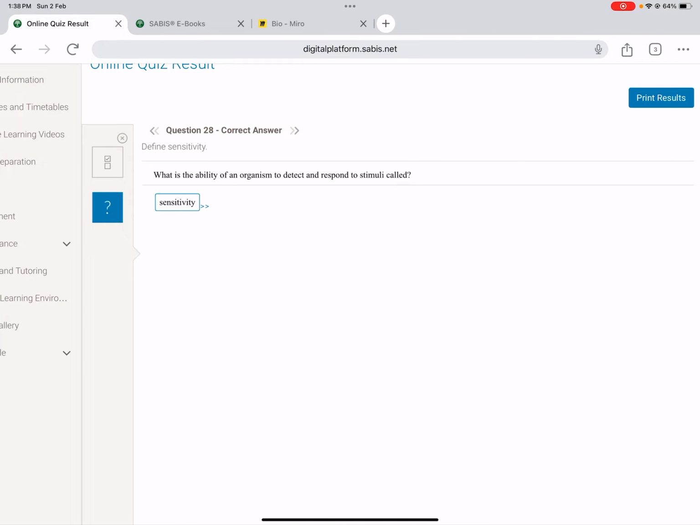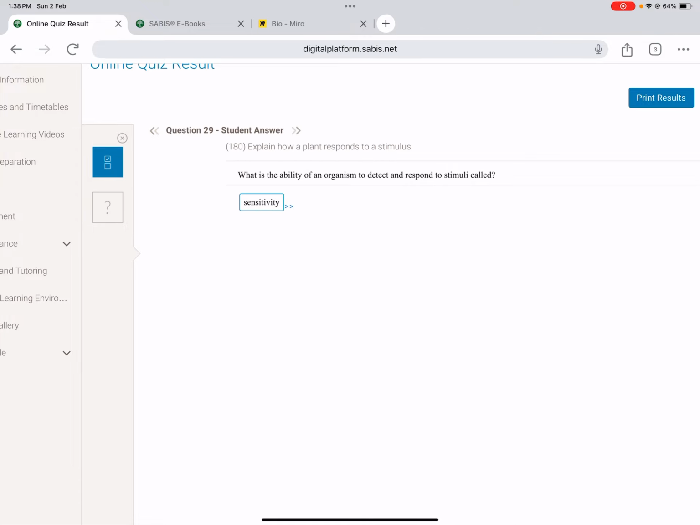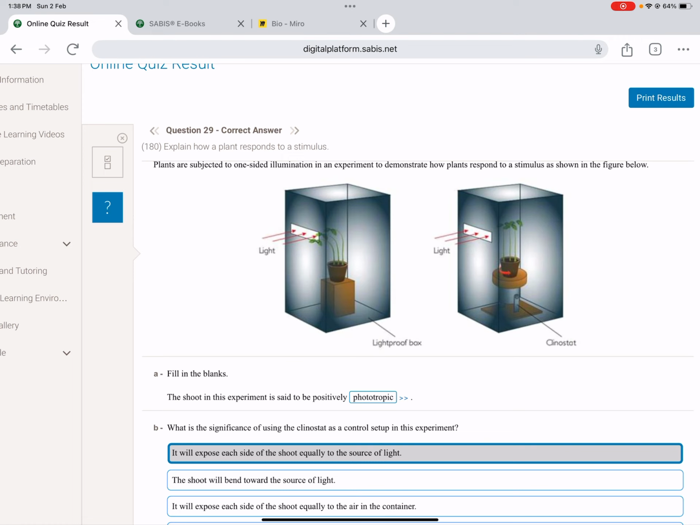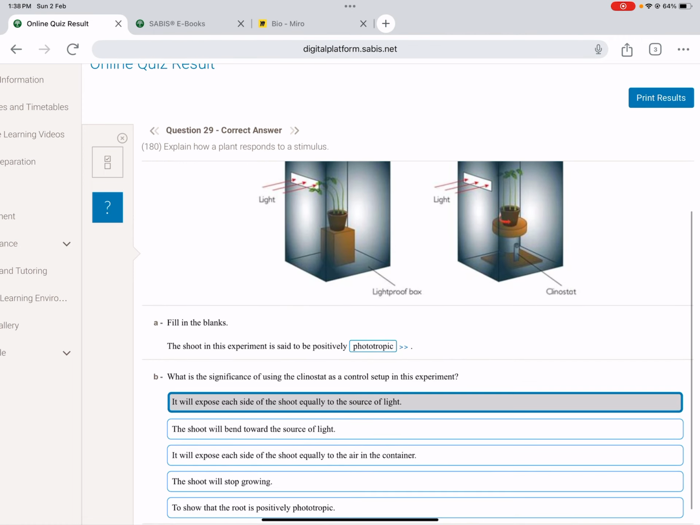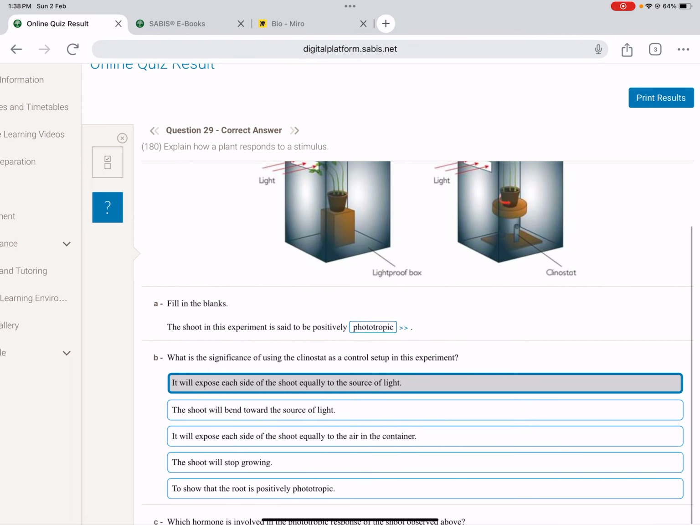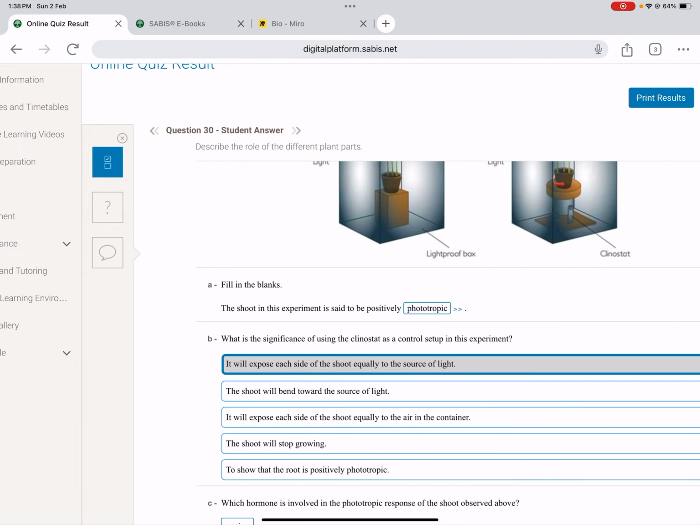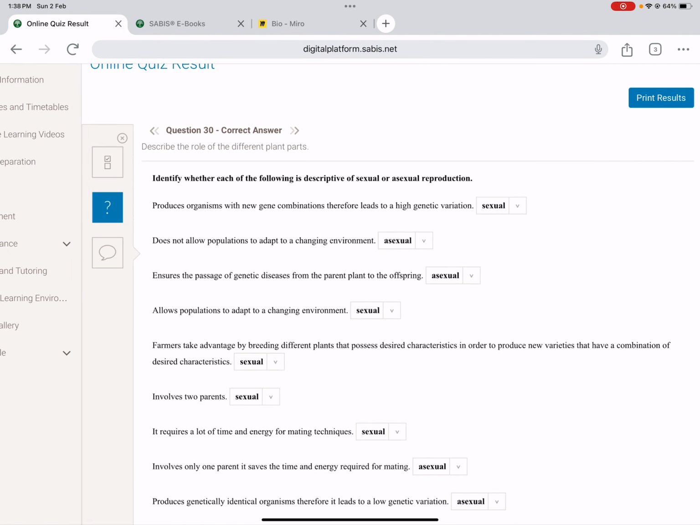The ability of an organism to detect and respond to stimuli, we already said it before, it is sensitivity. Okay, here since the shoot grew in the direction of the light, we said it's positively phototropic, and the clinostat, remember we said it rotates, so every side of the shoot is exposed equally to sunlight. And which hormone did we say? It's auxin, which is responsible for plant elongation.